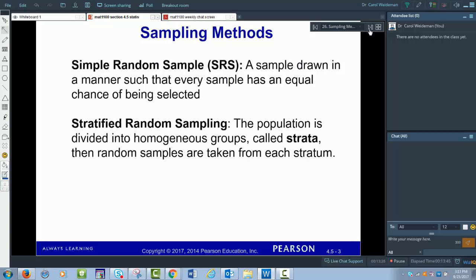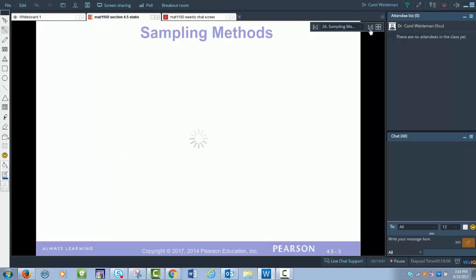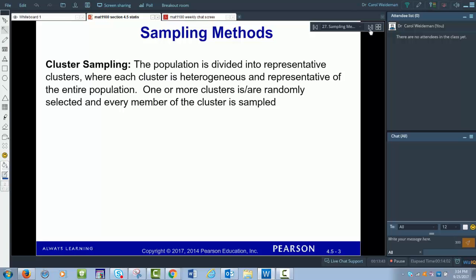So how do we sample? Sampling methods. Simple random sample. Every sample is equally likely to be drawn. Stratified. The population is divided into homogeneous groups called strata, and then we take a random sample from each stratum. So for instance, we could talk about males and females. So we could take a random sample of males, a random sample of females. That would be called stratified random sampling.